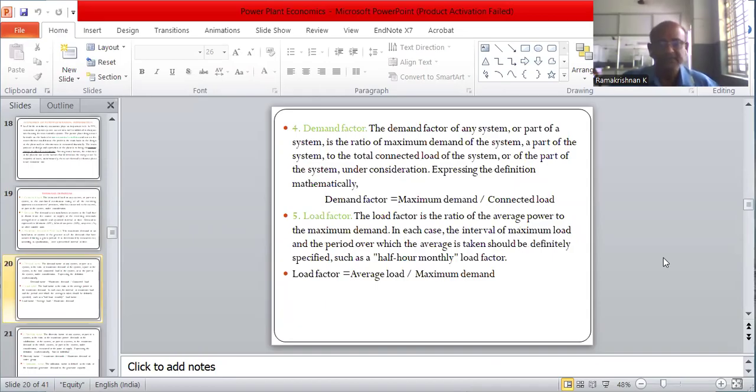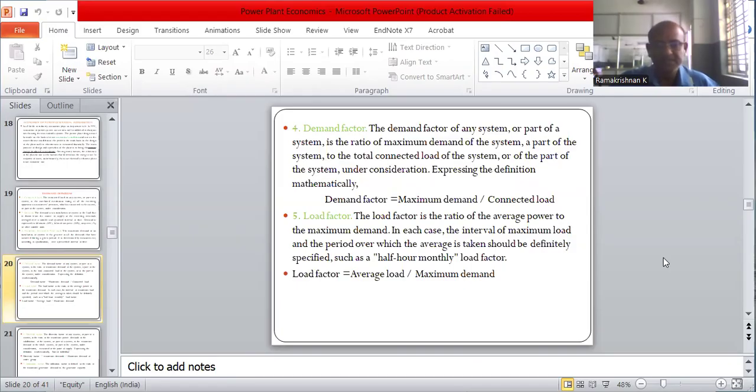Next, demand factor. So the demand factor is the ratio of the maximum power demand to the connected load. It is a ratio of maximum power demand and connected load. And next, load factor. It is the ratio of the average load and maximum demand of a power plant.